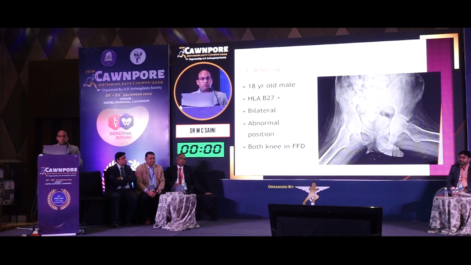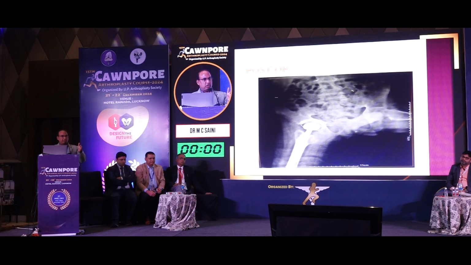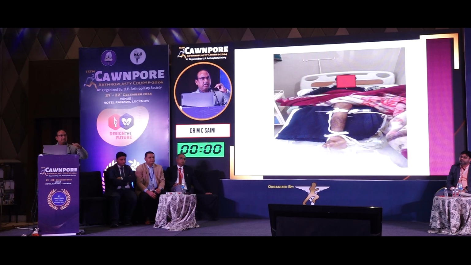Now case number 4: again both hips are affected, HLA-B27 positive, with bilateral abnormal position and both knees in fixed flexion deformity, almost 90 degrees in the knee. The right side is operated first. Because of the 90-degree fixed flexion of the knees, I keep the patient on traction initially. This is a recently done case, with the patient on skeletal traction, and the knee is corrected to about 45 degrees.